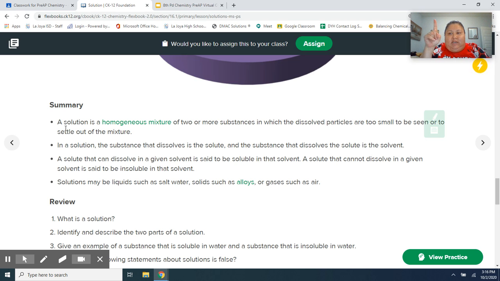If you're talking in terms of liquid, we talked a lot of examples in liquid form: salt water, Kool-Aid, tea, soap and water. All of those are in the liquid state. If you're looking for an example as a solid mixture or solid solution, alloys are solids at room temperature. And if you're looking for an example of a solution that is a gas, the gases in the air right now around you.